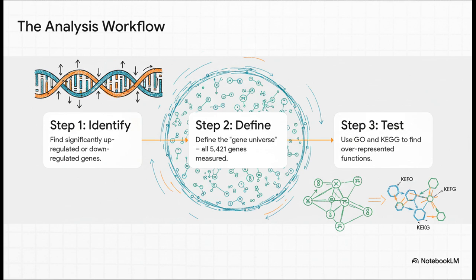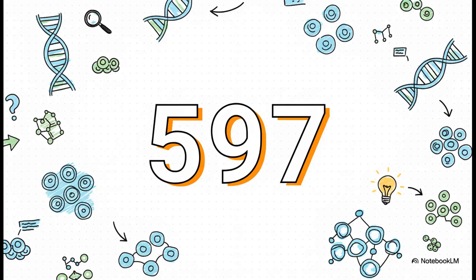Next, they defined their gene universe as all 5,421 genes they measured in the experiment. And then they took their lists of interesting genes and basically cross-referenced them with the GO and KEGG databases to see what popped up. And this is what they started with. After their first pass, they had a list of 597 interesting genes.